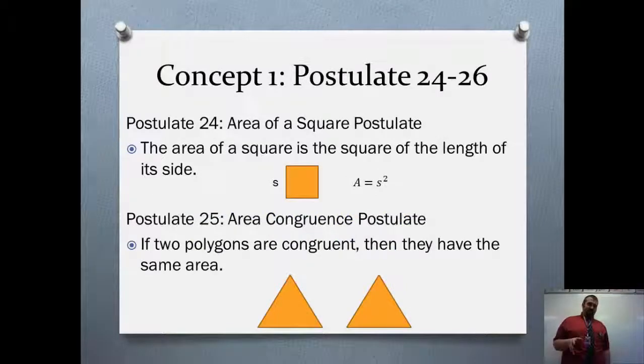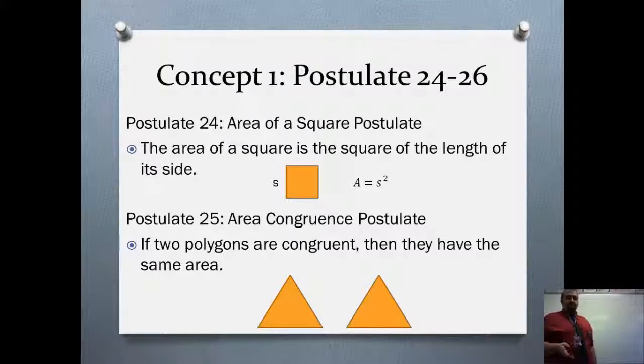The first concept is that there are three postulates that we're going to look at, postulates 24, 25, and 26. There are actually, I believe, only 3 more after this in our book, but these are essentially the building blocks of this entire chapter. In fact, how I find all the other areas is basically using this idea.